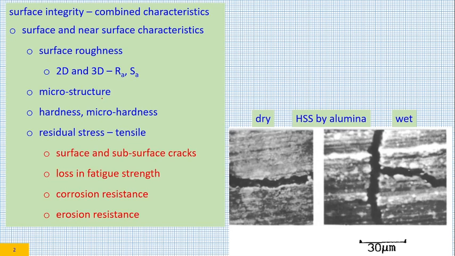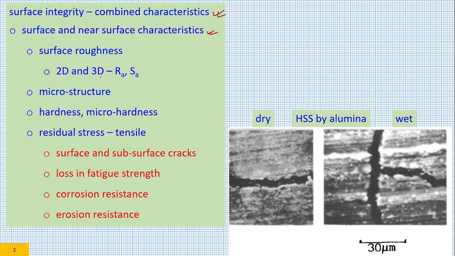So what is surface integrity? Let us try to understand that first. Surface integrity is not like grinding force, grinding temperature. It is neither like grinding ratio. It is a combined characteristic, a combination of properties of the material after it has been ground. What kind of properties? Surface and near surface characteristics.